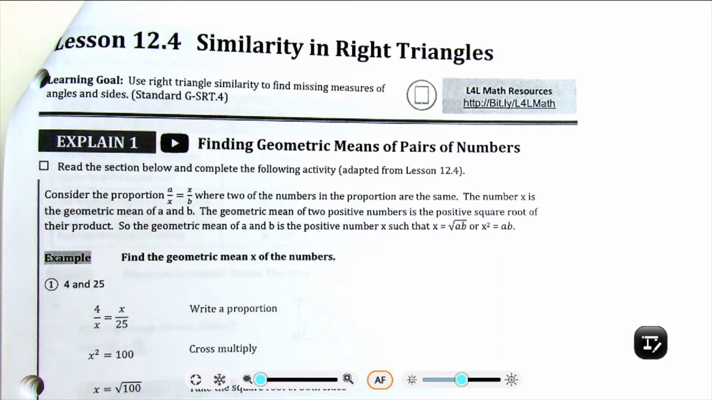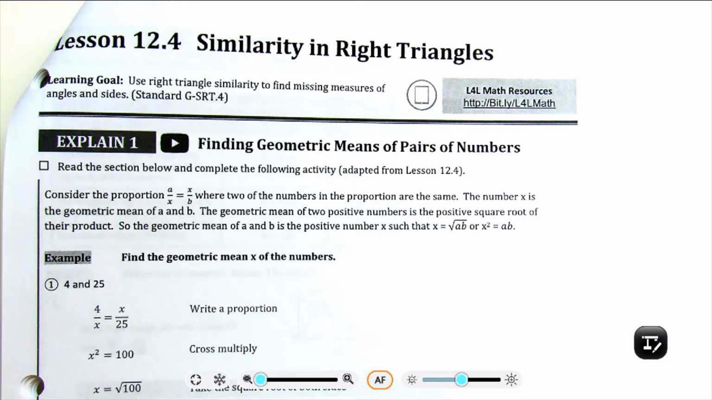Hello class, this is lesson 12.4, similarity in right triangles. In this lesson, we're going to be talking about something called a geometric mean. That is a special type of proportion where we could solve for value x using some kind of formula, which we'll talk about. And then we're going to be looking at the similarity between three different types of triangles.